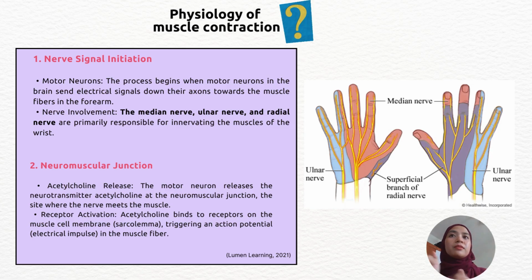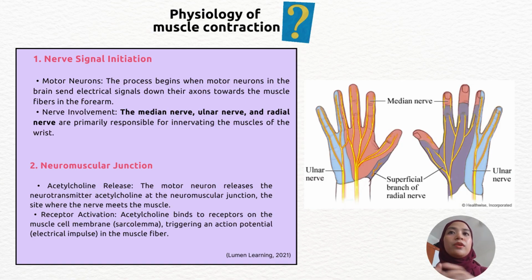Basically, the process begins when motor neurons in the brain send electrical signals down the axons towards the muscle fibers in the forearm. There are three types of nerve involved, which are the median nerve, ulnar nerve, and radial nerve, which are primarily responsible for innervating the muscles of the wrist. The process continues when the motor neuron releases the neurotransmitter acetylcholine at the neuromuscular junction. It is the site where the nerve meets the muscle.